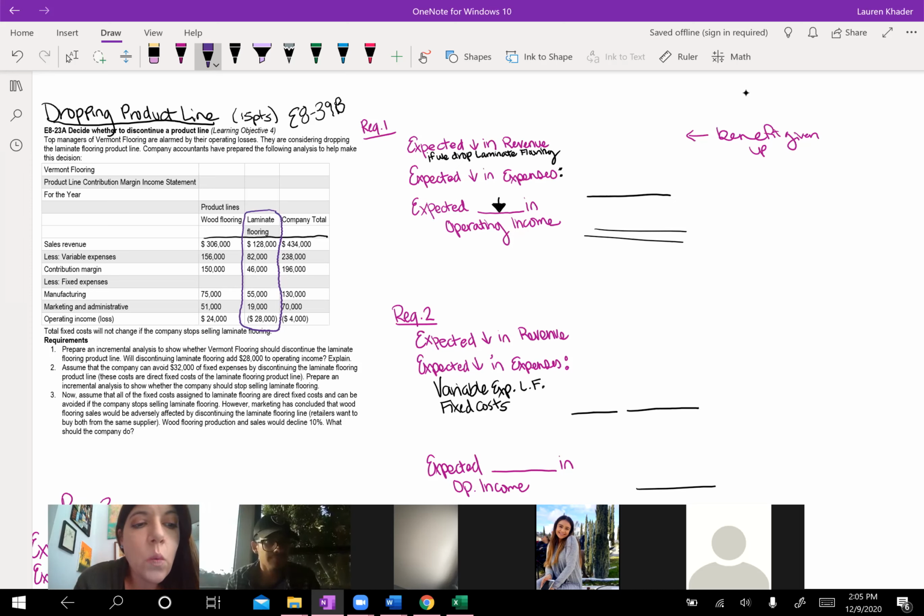Total fixed costs will not change if the company stops selling laminate flooring. So what does that mean about the fixed costs that are included, the $55,000 and the marketing and administrative costs? Are those considered to be avoidable costs? No. So we know right now that that 55,000 and the 19,000 are unavoidable, and it's just going to be shared by the other product lines the company offers.